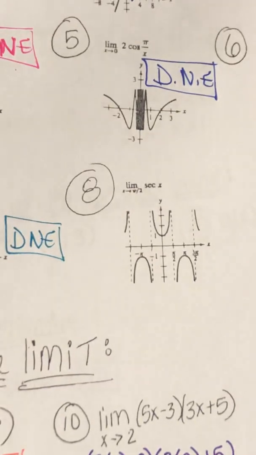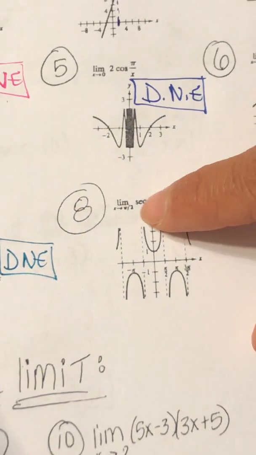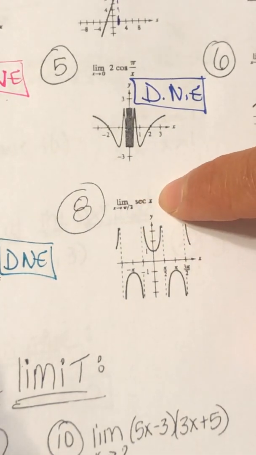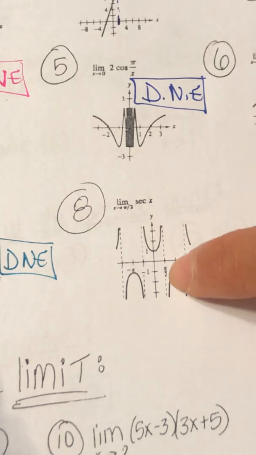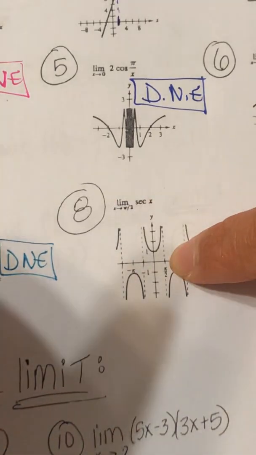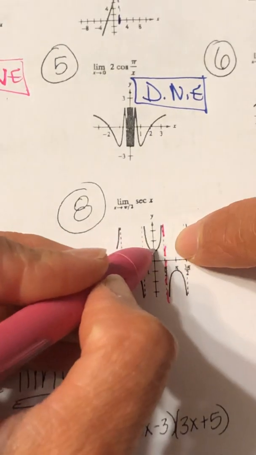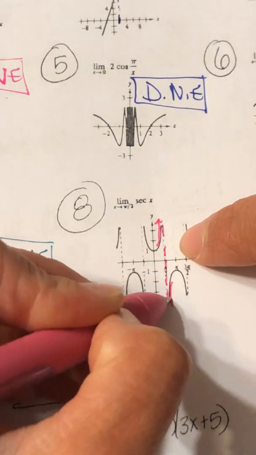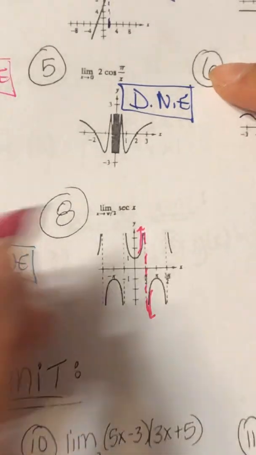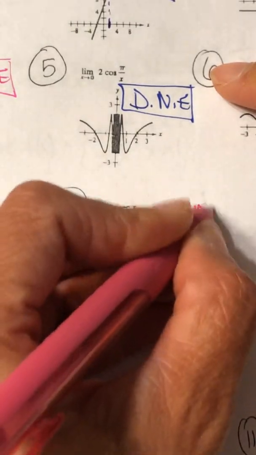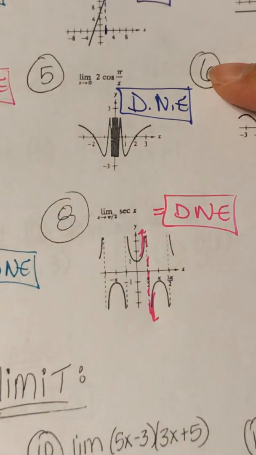Okay, number 8. We're finding the limit as x approaches pi over 2 of the secant of x. Pi over 2 is right here, and there is a vertical asymptote there. It's going to infinity on the left and the right, so the limit does not exist. D and E.